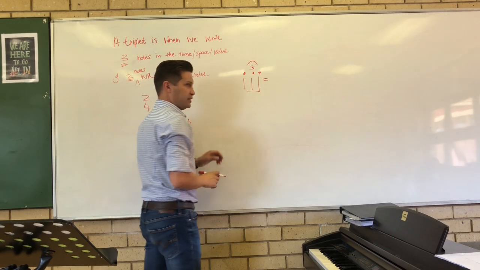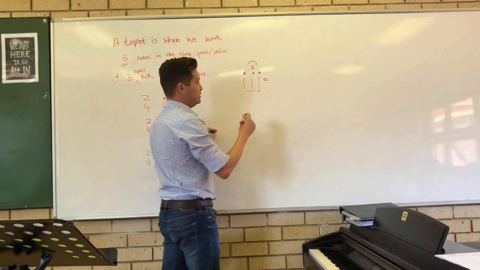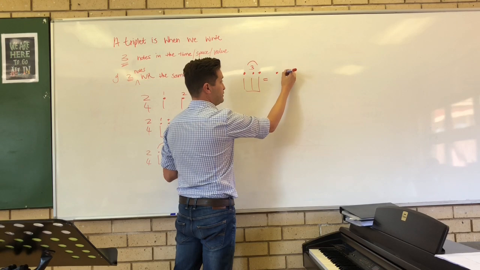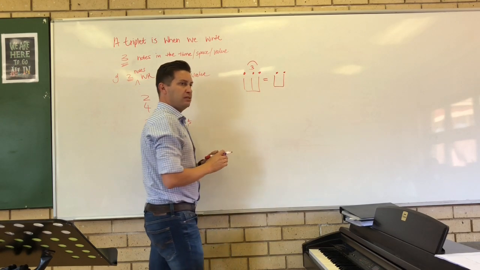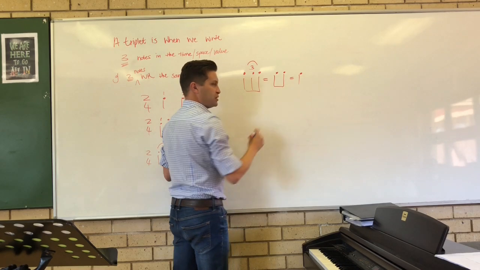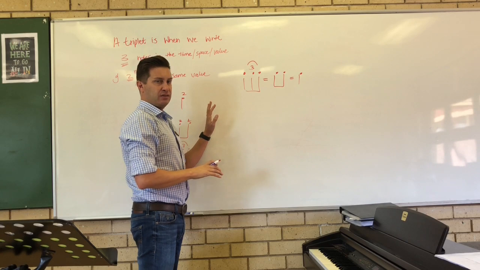what is the value of it? 2. Yeah? 3 notes in the time of 2 of the same value, which gives you a crotchet. Does it make sense? All good? Sure.